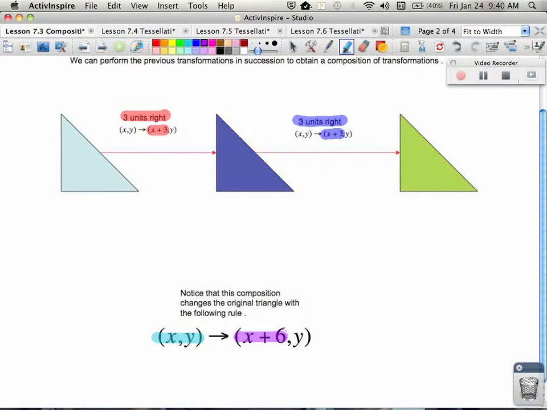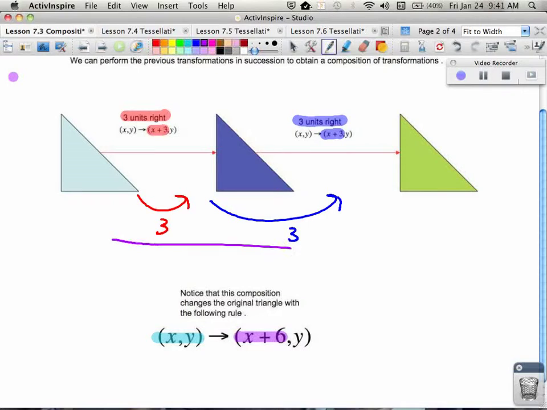So your composite transformations can be 2 in the same direction if you want them to be. They don't have to be different. You just still combine them. Plus 3 and plus 3 means plus 6. So our rule becomes xy turns into x plus 6 comma y, because we've moved from the start 3 units to the right and another 3 units to the right for a grand total of 6 units to the right.